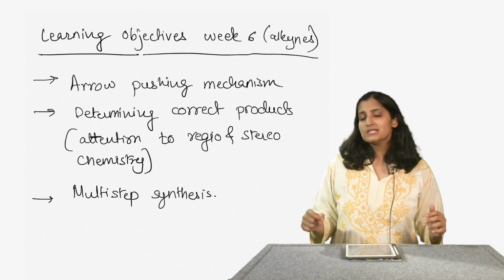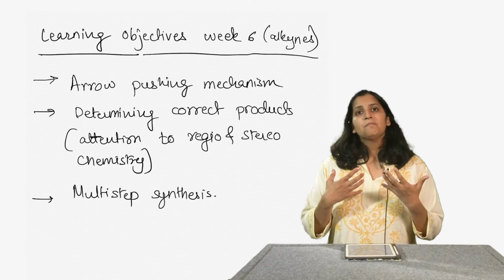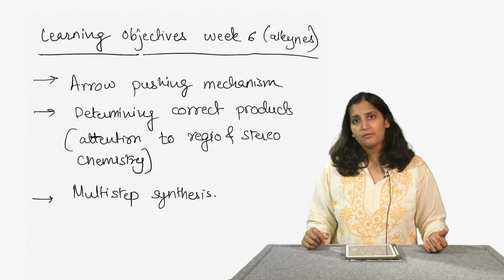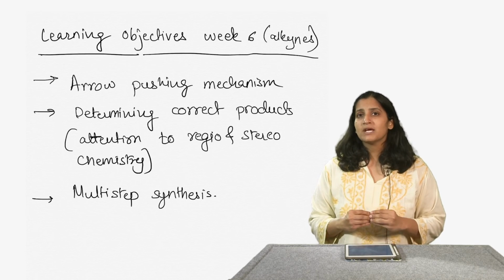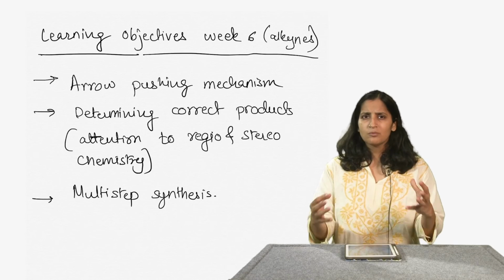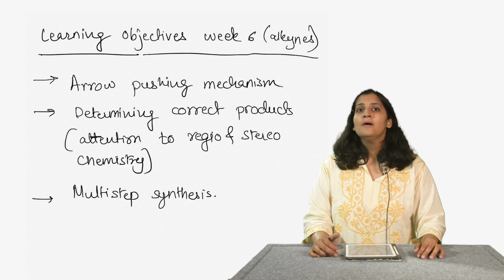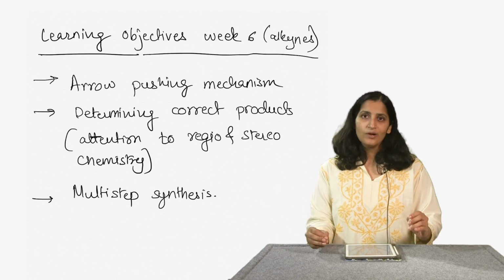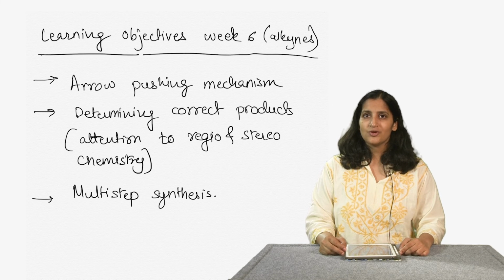So, more often you will see chemists using something called multi-step synthesis in order to achieve the product formation. And for this week, we are going to begin very small multi-step synthesis. So, maybe 2-step or 3-step multi-step synthesis at max, but we are going to begin slowly and then go on doing these multi-step synthesis as we go ahead.